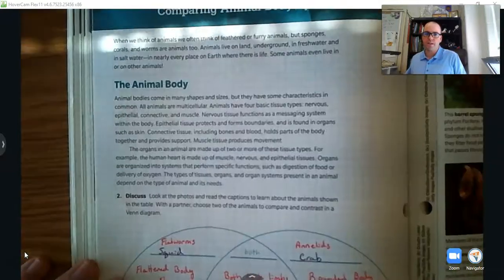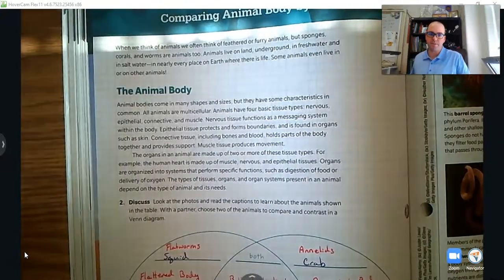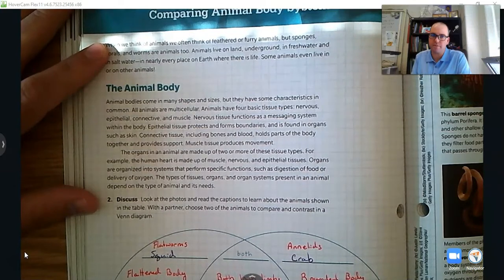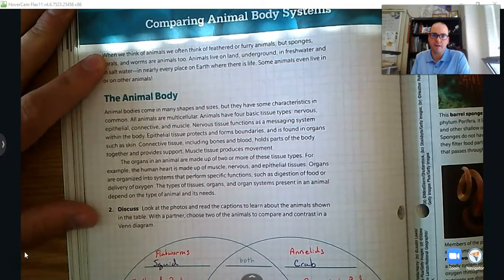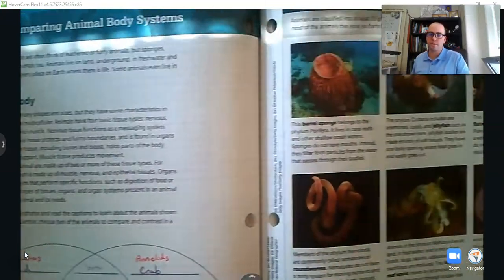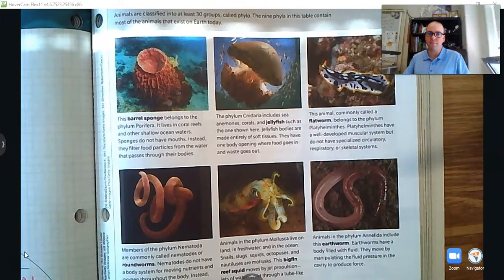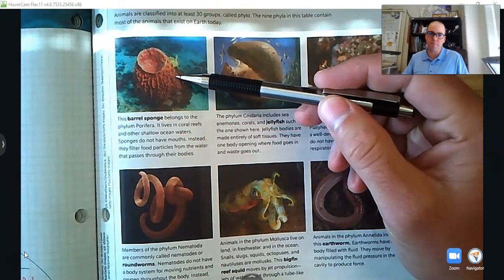If we look at the bodies of animals, animal bodies come in all shapes and sizes. Animals live in many different environments. They can live on land, underground. They can be feathered, furry, or neither. If we look at page 83 here, and we look at all these animals, a lot of times we don't think of some of these as animals, like a sponge, for example.